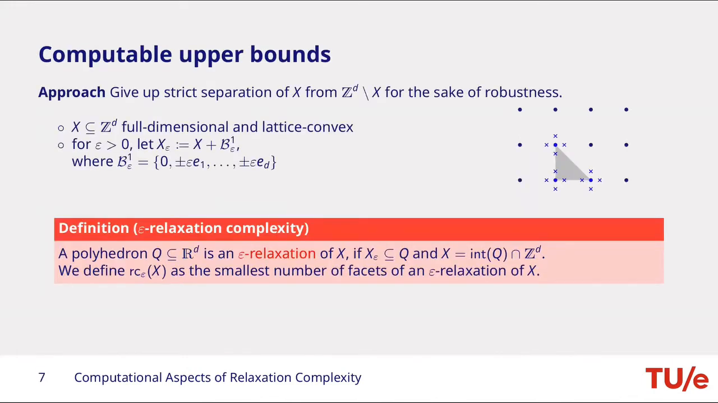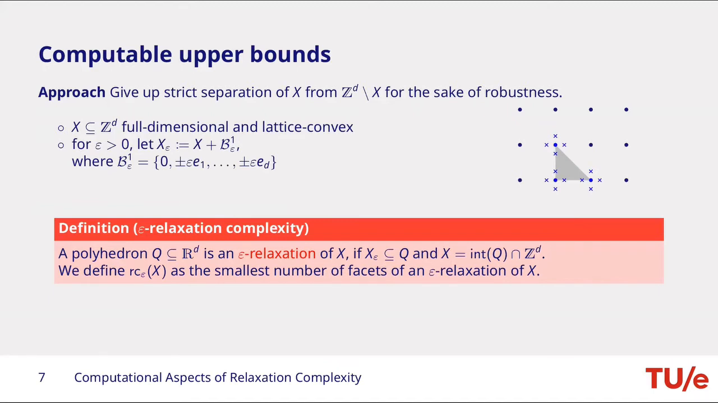So let's start with some bounds on the rational relaxation complexity. In our investigations, it turned out that it's useful to introduce yet another concept to get upper bounds. And this concept also allows us to robustify the relaxation complexity against small numerical errors.